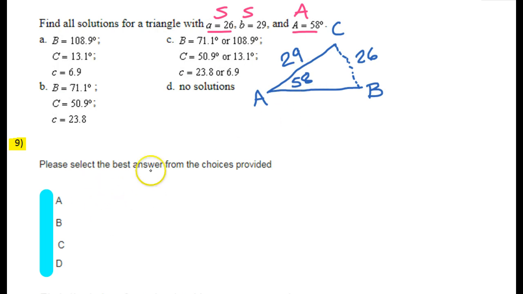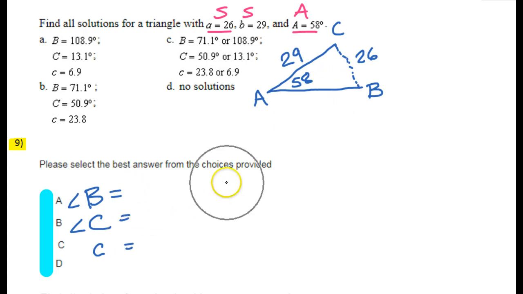So let's make a list of the things that we need to find. We need to find angle B, angle C, and side C, which I'll put as smaller. Maybe I'll put angle signs in front of these to make it extra clear. Angle B, angle C, and side C. Okay, so let's just find these things in that order.